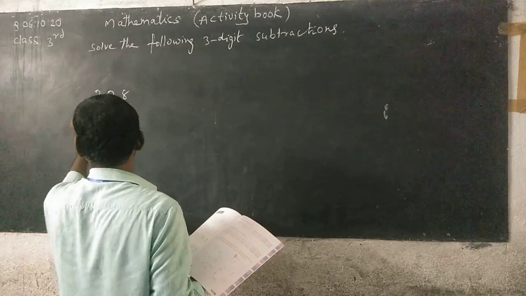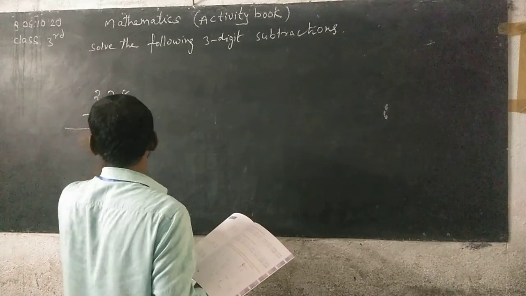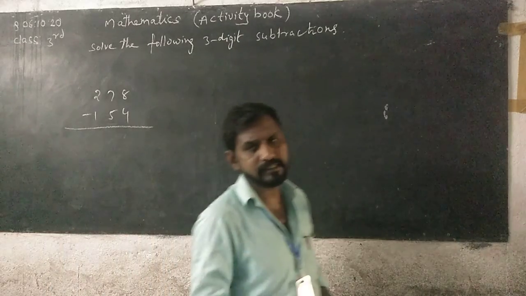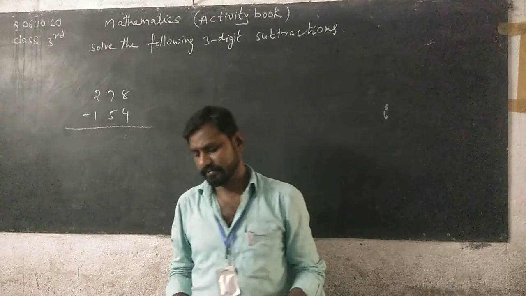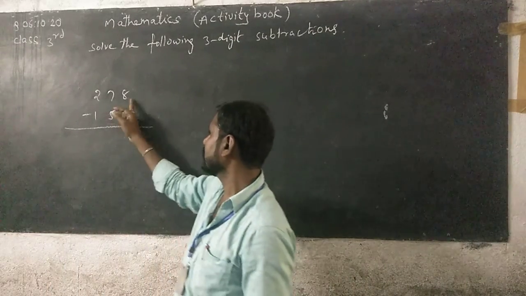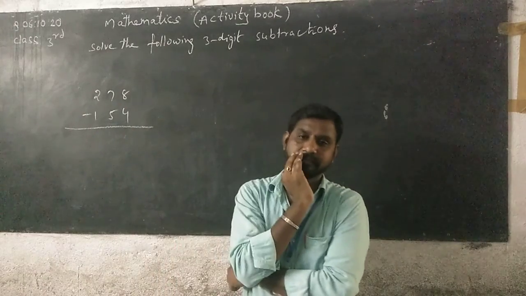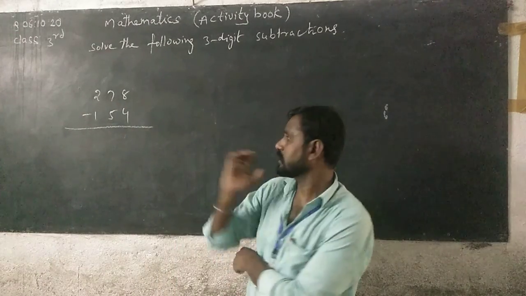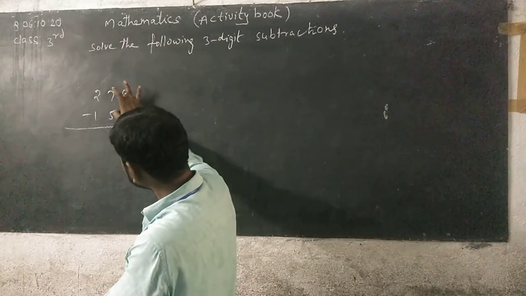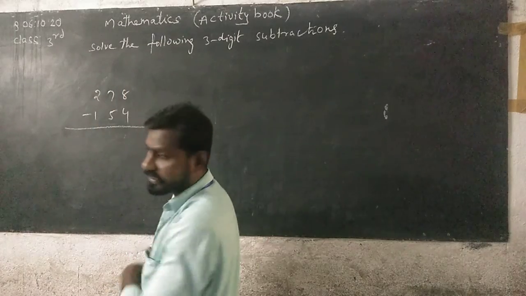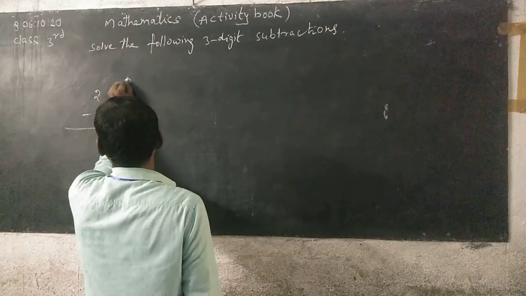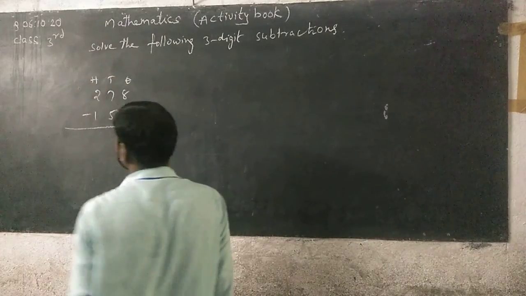278 minus 154. 3-digit means it has 3 places: ones, tens, hundreds. So this is the ones place, this is the tens place, this is the hundreds place. You can write here ones, tens, hundreds.